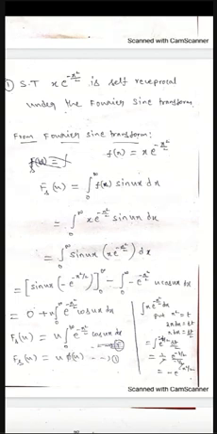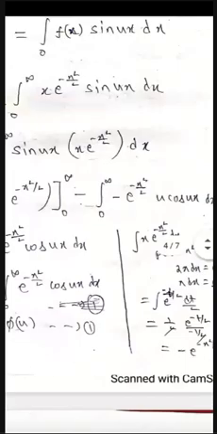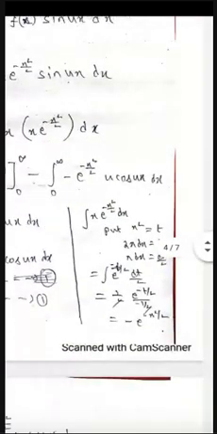Now the first function, sine ux, I'll write as it is. Then the integration of the second function. What is the integration of x e power minus x square by 2? We have to do that separately, because it's a product of two functions. If you want to integrate, you can apply either the parts method or substitution.